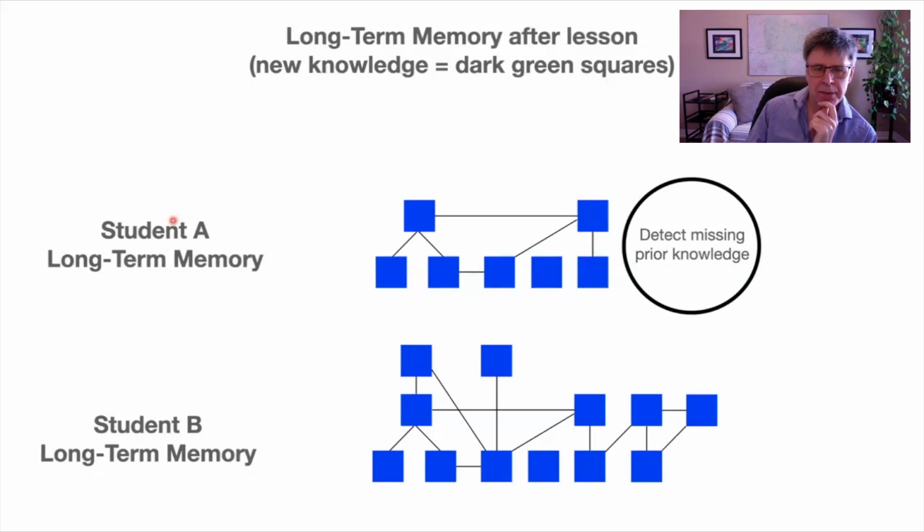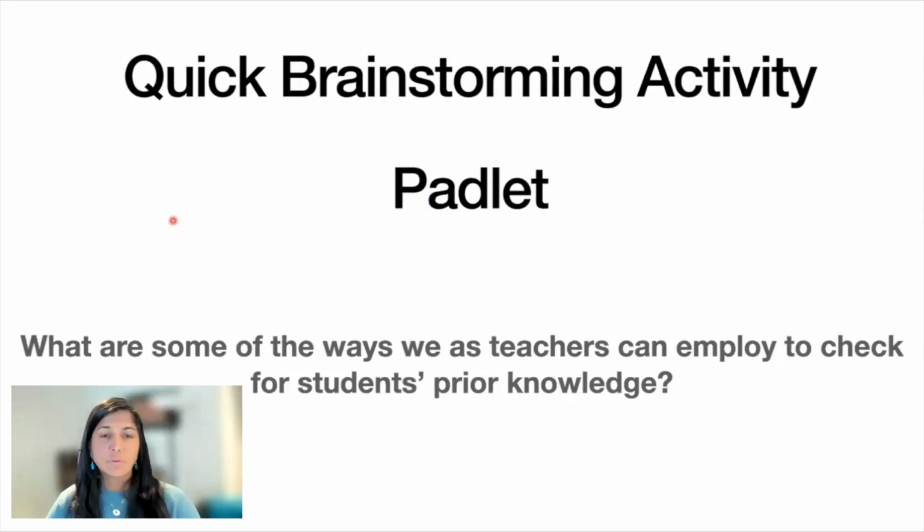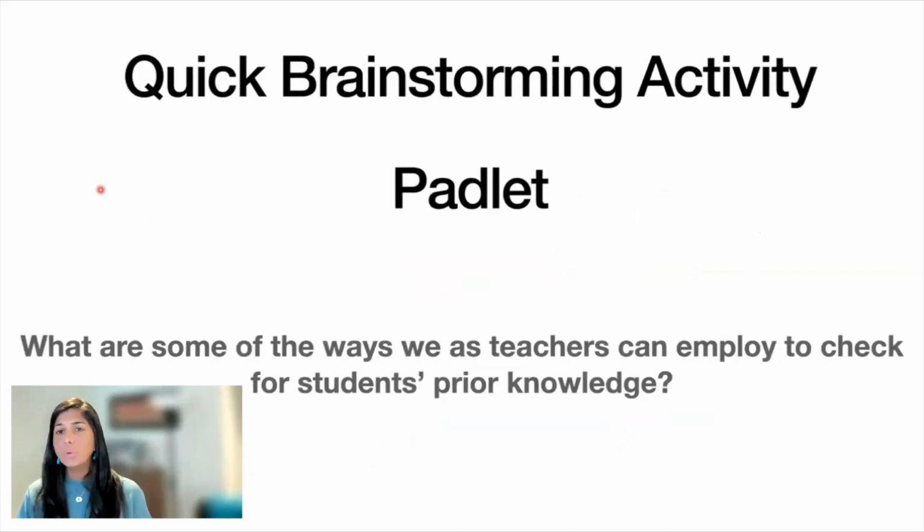So maybe, Nidhi, maybe you could lead us through an activity. We want to talk about some of the different ways we could do that. Yeah, absolutely. Thank you, Jim. So at this point, as Jim was saying in the slide before, I'll go back to it for 1 second here. This idea of detecting the missing prior knowledge, we thought it would be an amazing opportunity for us to do a real quick brainstorm session.